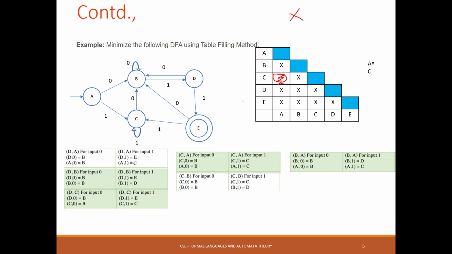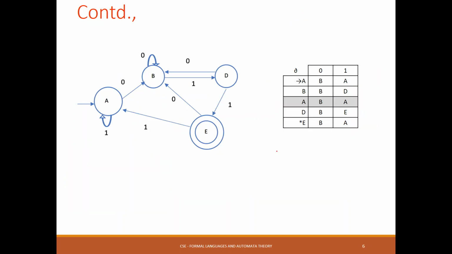What we conclude is that a and c are equal. We need to check the answer with the given question also, right? So here what we declare is a comma c is non-marked, so it is minimized, or we can say that a and c are equal. Now we need to check the given answer. We have concluded that a comma c is equal.